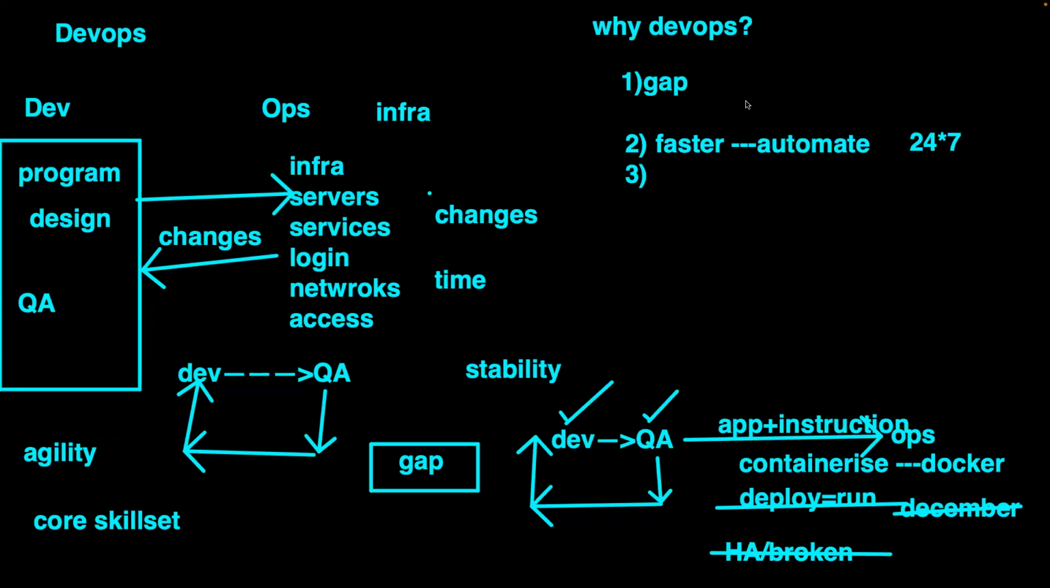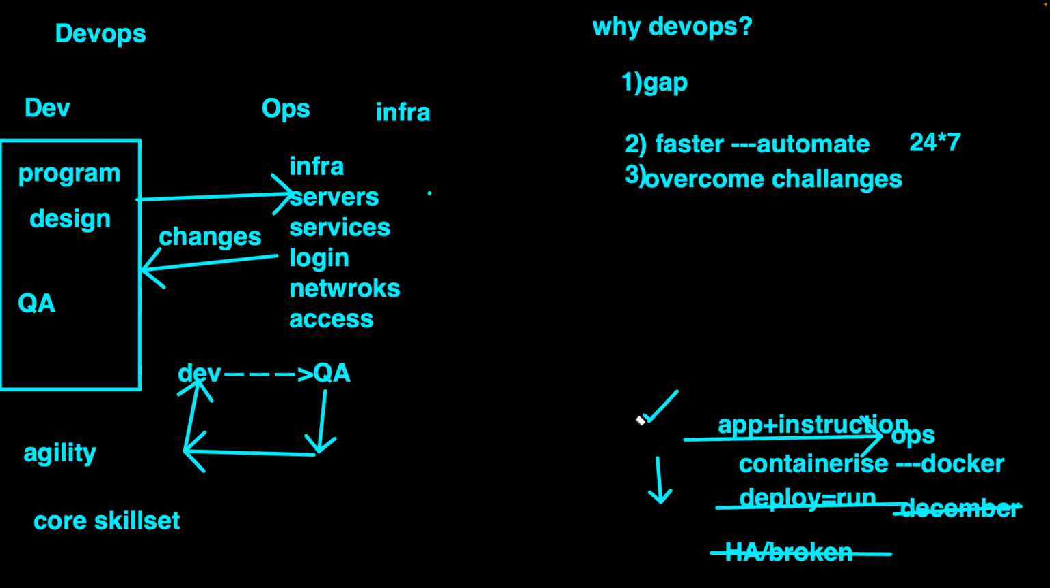So it eliminates the gap between the teams. It makes the deployments faster. What else? It also eliminates the challenges posed by traditional software methodologies. What are the traditional software methodologies? Let me take you through that as well.